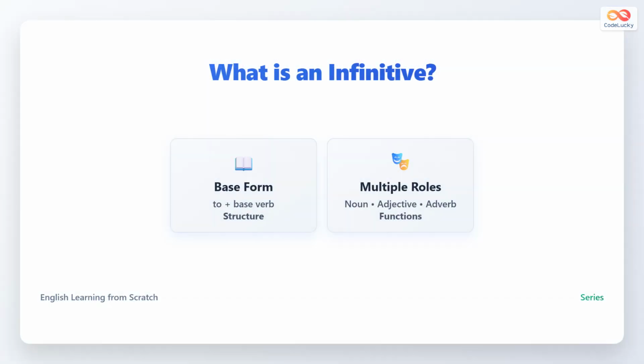An infinitive always follows the pattern to plus base verb. This basic structure never changes. Infinitives serve three main roles in sentences. They work as nouns, adjectives, or adverbs depending on their position and purpose.